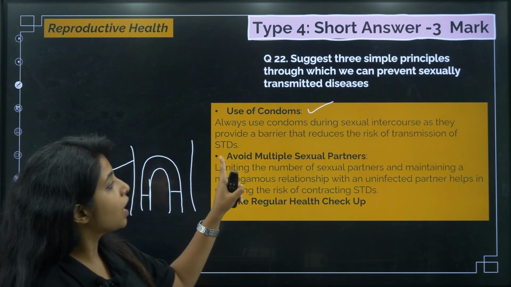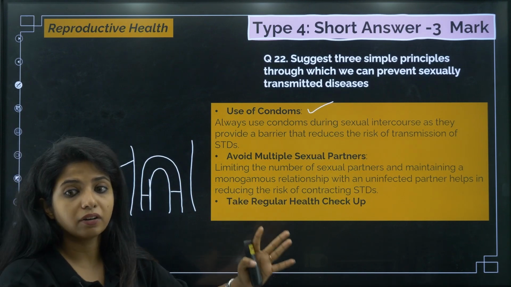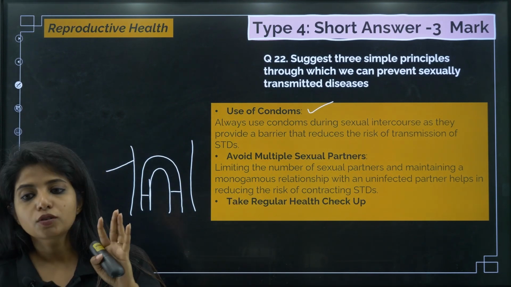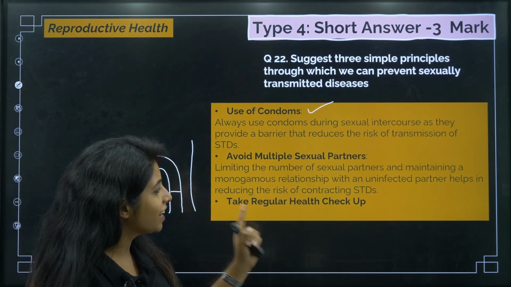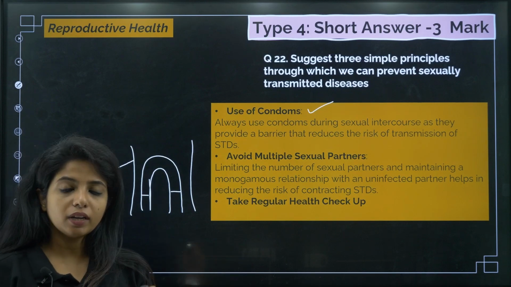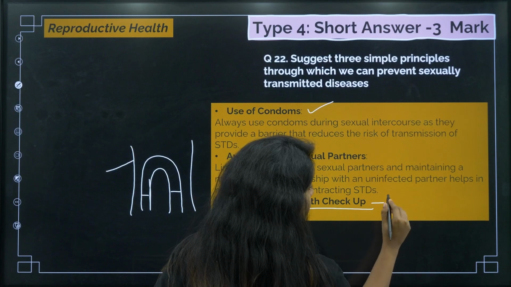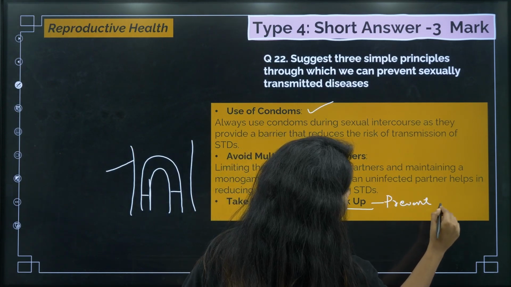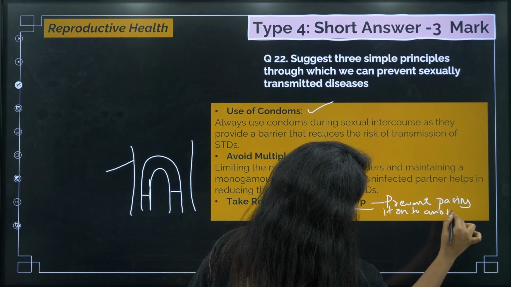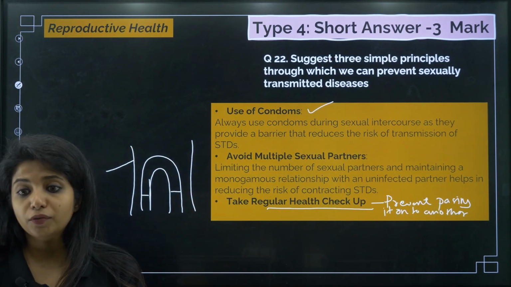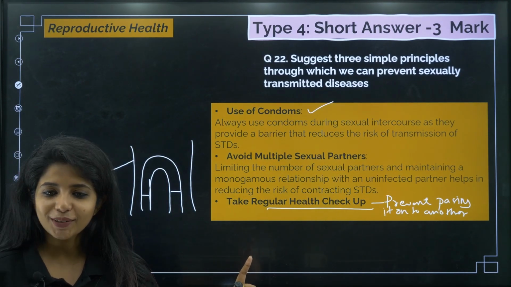Now next thing, avoid multiple sexual partners. With multiple sexual partners, there are high chances that one partner could be infected and you could get the infection as well. So be sure of having just one sexual partner, and for your age, none. Next thing, take regular health checkups, so that if there is any sort of problem, you can prevent passing it on to another person, and that's also a step of prevention. So these are the 3 steps. It's given in your NCERT textbook. You have to learn it, you have to write it.